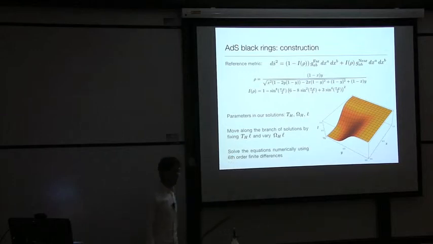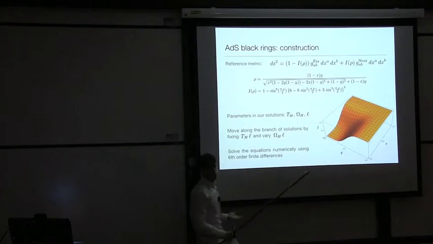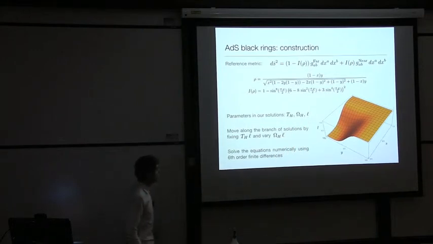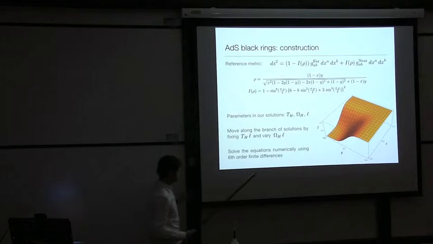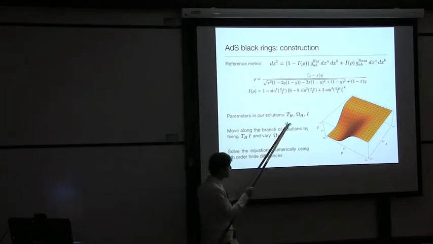Okay, but like I said, this is surely not the only way to construct a reference metric. That was just one way, a simple one. Okay, so which parameters do these solutions have? The parameters are the temperature, the angular velocity, and the AdS length.